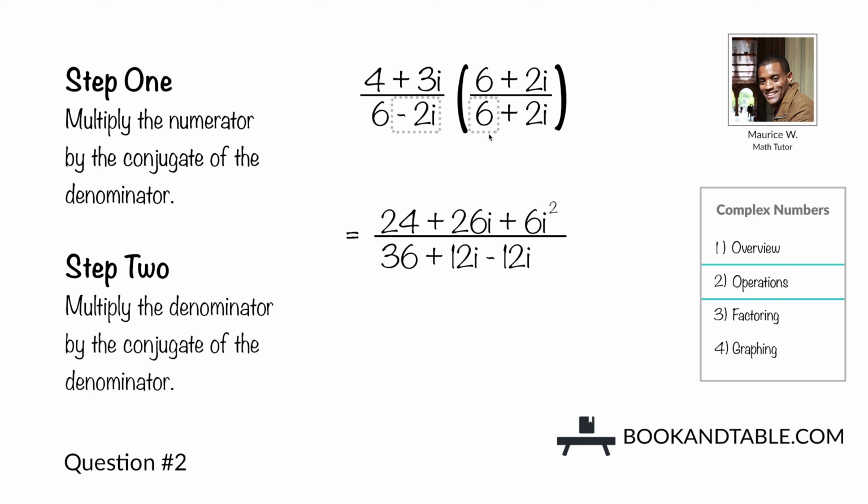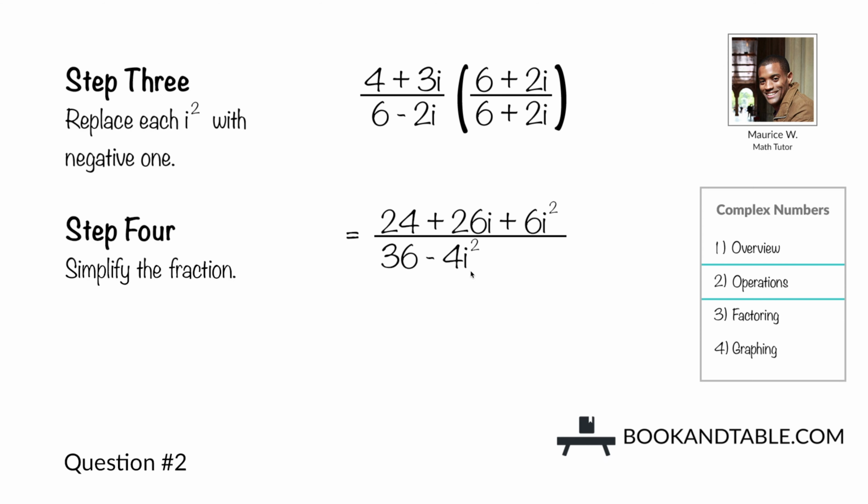Negative 2i times 6 is equal to negative 12i, which cancels out the positive 12i. And negative 2i times positive 2i is negative 4i squared. So you'll now want to replace each i squared with negative 1. So here we get 6 times negative 1, which will be equal to negative 6. And negative 4 times negative 1 will be equal to positive 4. 24 minus 6 gives you 18 in the numerator. And 36 plus 4 gives you 40 in the denominator.